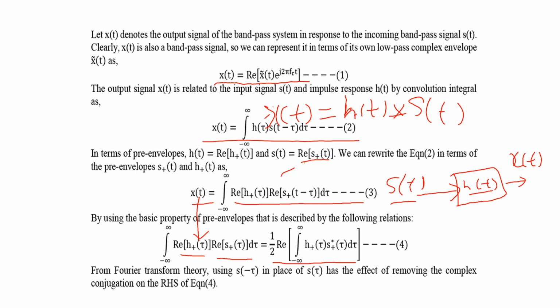Now we have to make this equation equivalent in terms of the complex envelope, in terms of the complex conjugate signal. For that, from Fourier transform theory, s of minus tau in place of s of tau has the effect of removing the complex conjugation. Why? We are considering only the real term, so there is no complex term in the real terms. Because of that reason, we modify it by applying the Fourier transform property, that s of minus tau in place of s of tau has the effect of removing the complex conjugation.